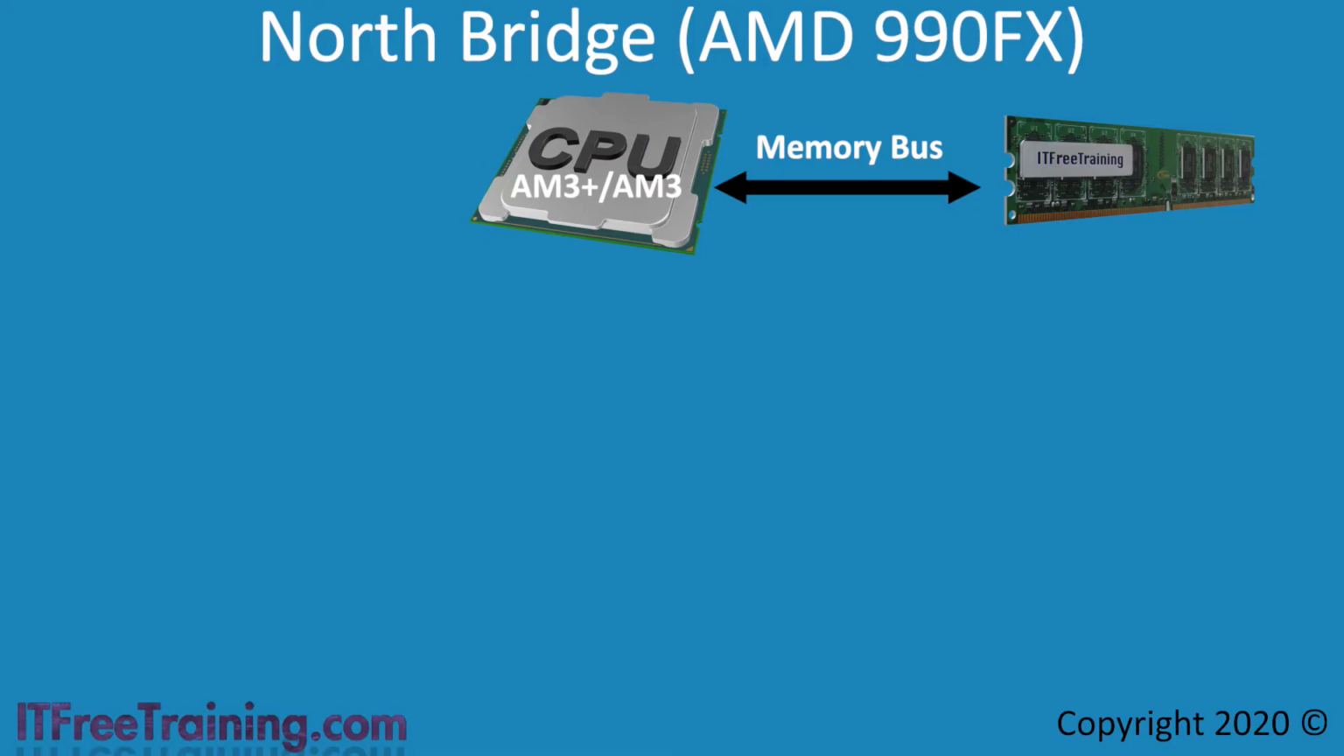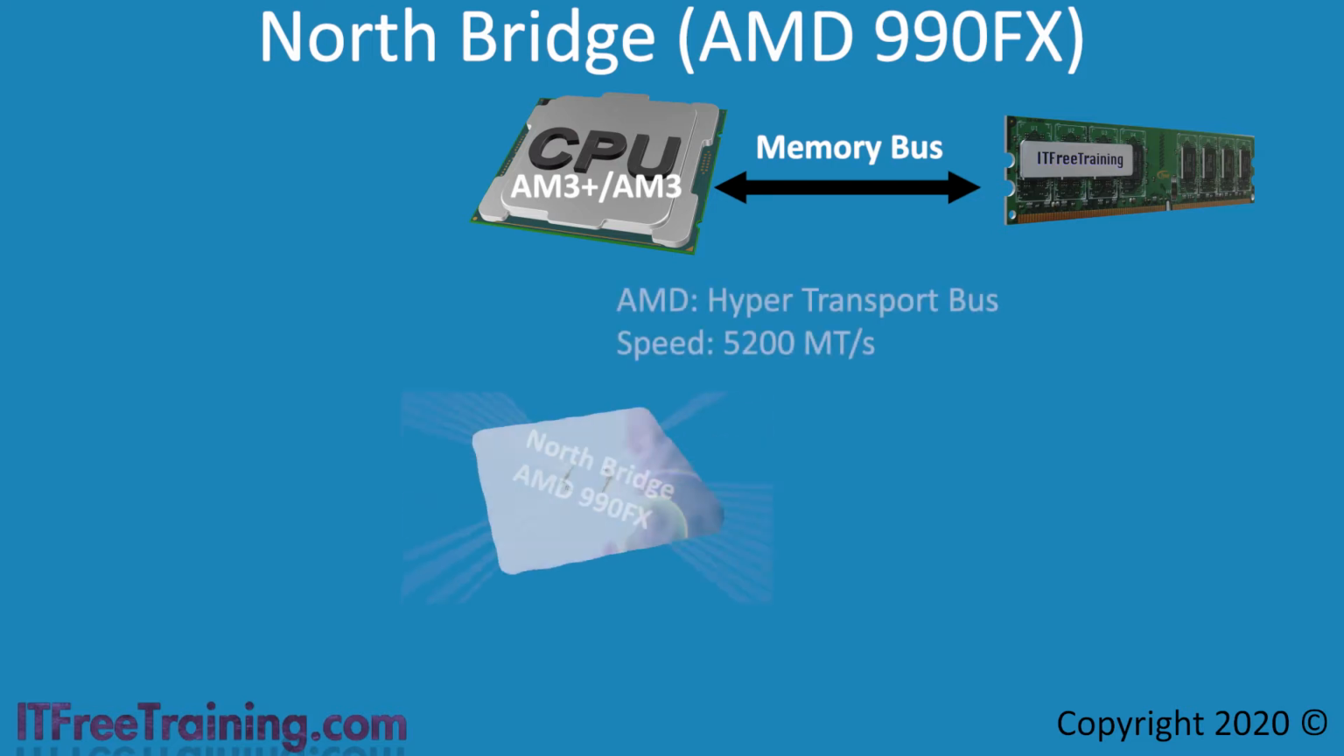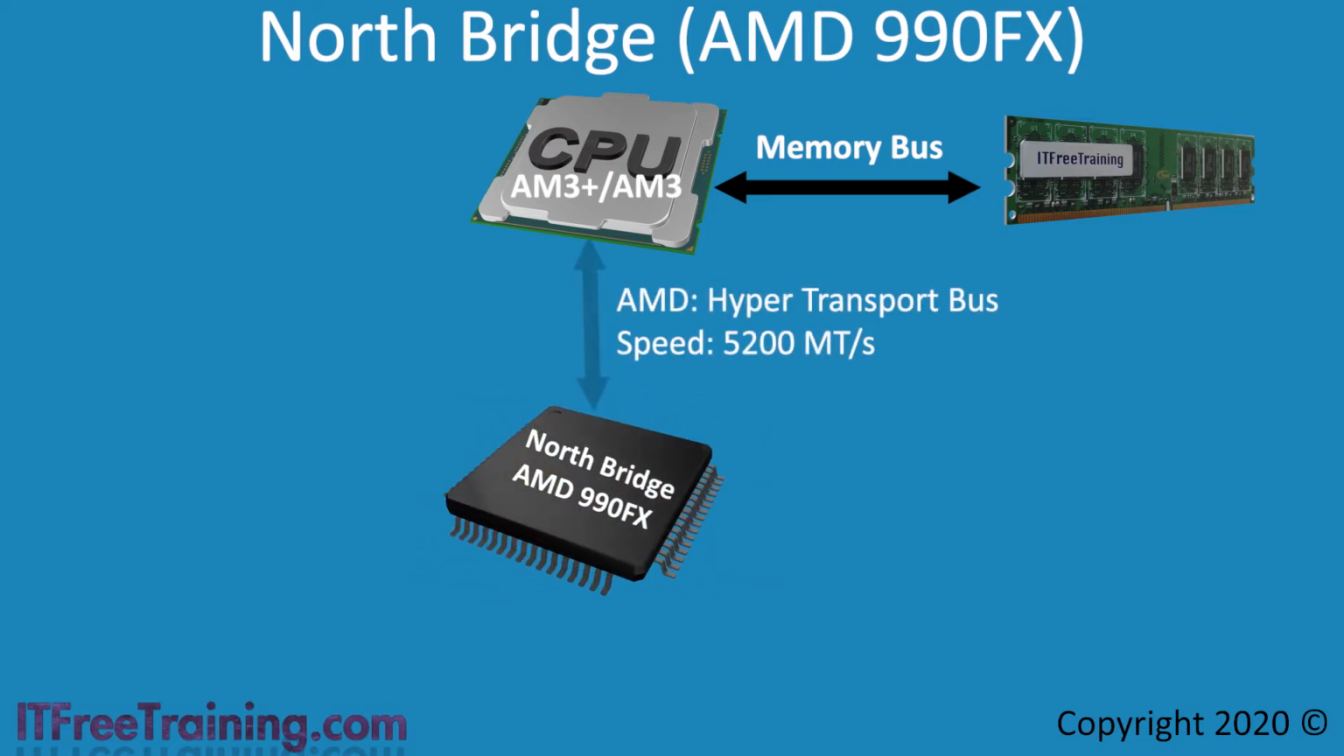As technology improves, we are seeing a trend that more and more features are being put in the CPU rather than in the north bridge. As we will see later in the video, a chip for the north bridge may not even be present on the motherboard. On this motherboard, the CPU is connected to the north bridge via a high-speed bus. For AMD, the high-speed bus is called Hyper Transport Bus. In the case of Intel, it is called the front side bus.